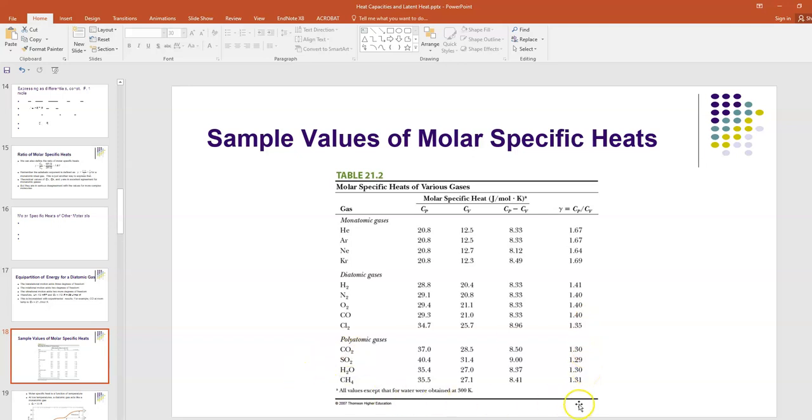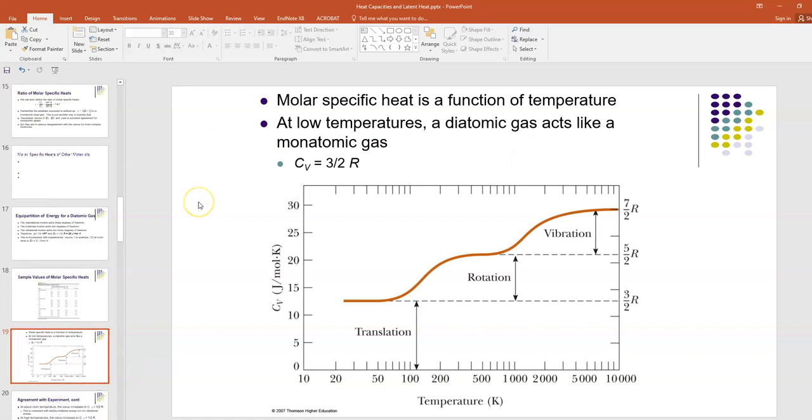And then if you go to polyatomic, it gets even worse. The discrepancies get even worse. So what's going on? Well, here's what's really going on. Your molar specific heat is actually a function of temperature. Now, at low temperatures, your degrees of freedom get frozen out.